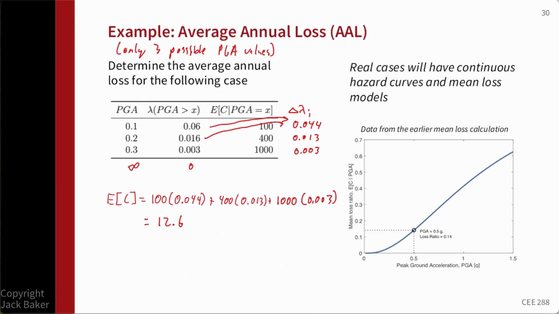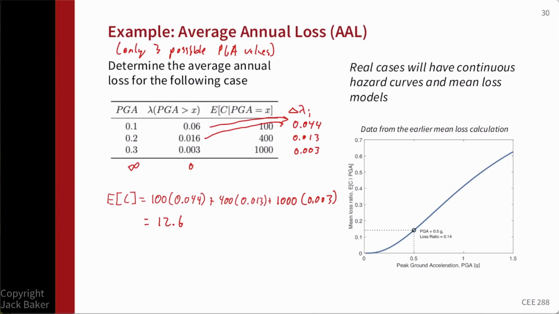Okay, so thinking through computing this average annual loss, we can do a real simple one here. On the left-hand side, I'll do a quick and dirty case where, just to simplify, let's consider that there's only 3 possible PGA values, 0.1, 0.2, 0.3. We've got a hazard curve here, the 0.06, 0.016, 0.003. That's back from the chapter 1 example if you're interested. Implicitly, there's a PGA of infinity with a 0 exceedance rate as well.